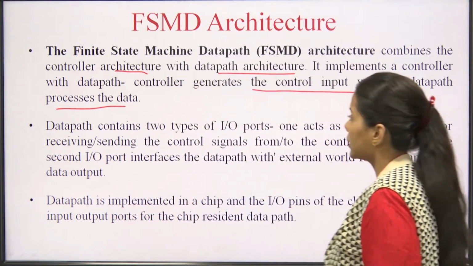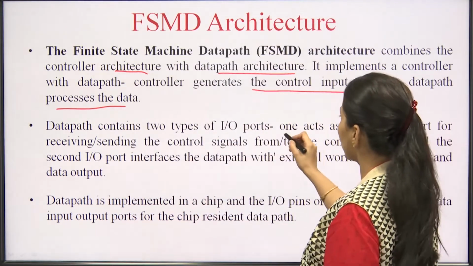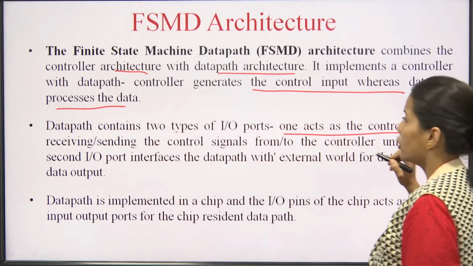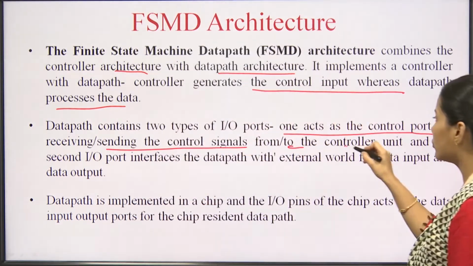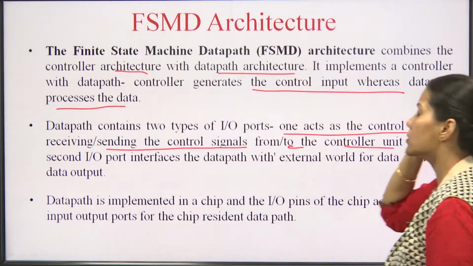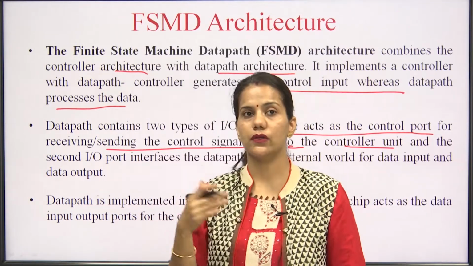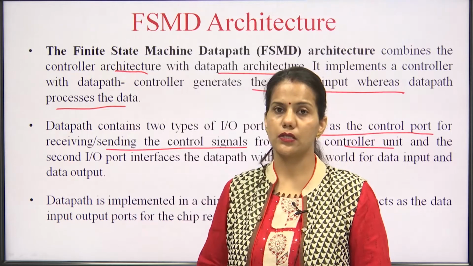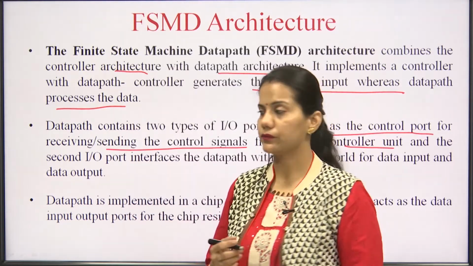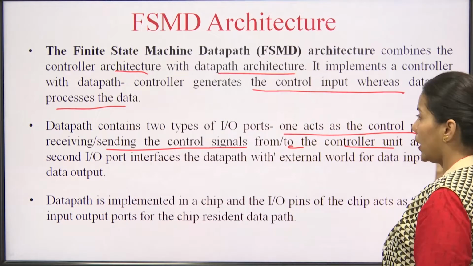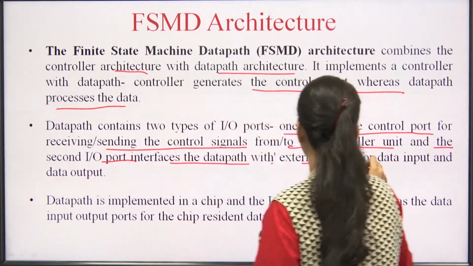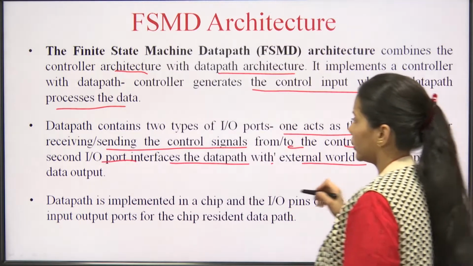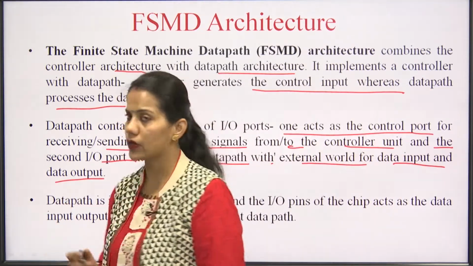The data path contains 2 types of input output ports. One acts as the control port for receiving or sending the control signals from or to the controller unit. The control signals are always needed to control the various operations taking place inside the processor. And the second input output port interfaces the data path with the external world for data input and data output. So, this is again very important.